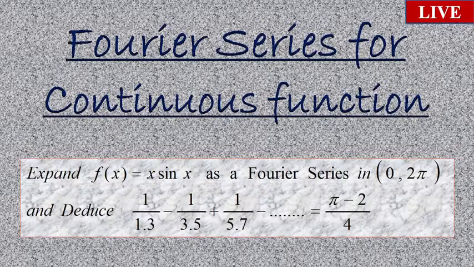Hello, in this video, let me discuss Fourier series for continuous function. For that, let me take an example. Expand f of x is equal to x sin x as a Fourier series in an open interval 0 less than x less than 2 pi and deduce that the sum of the series is equal to (pi minus 2) over 4.